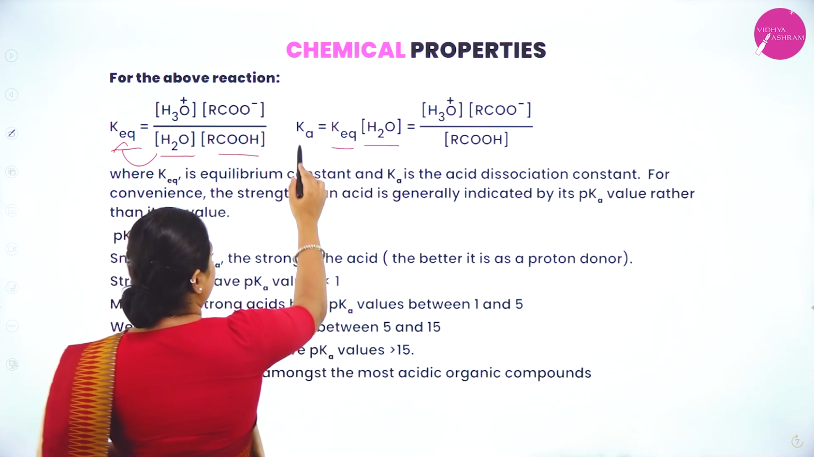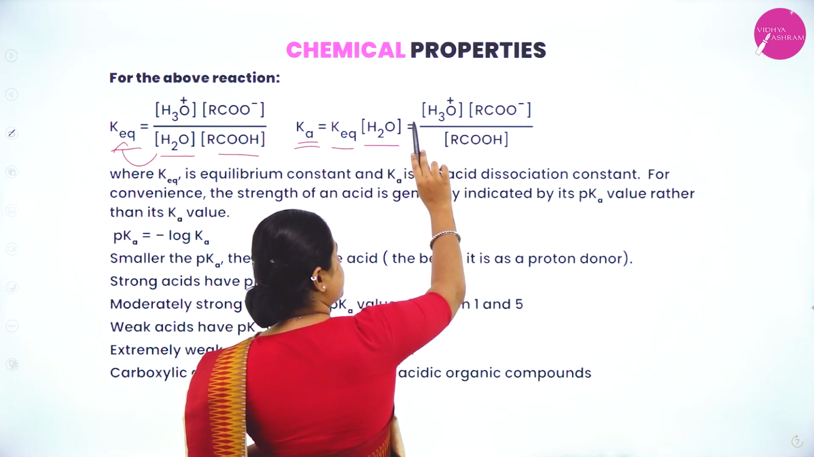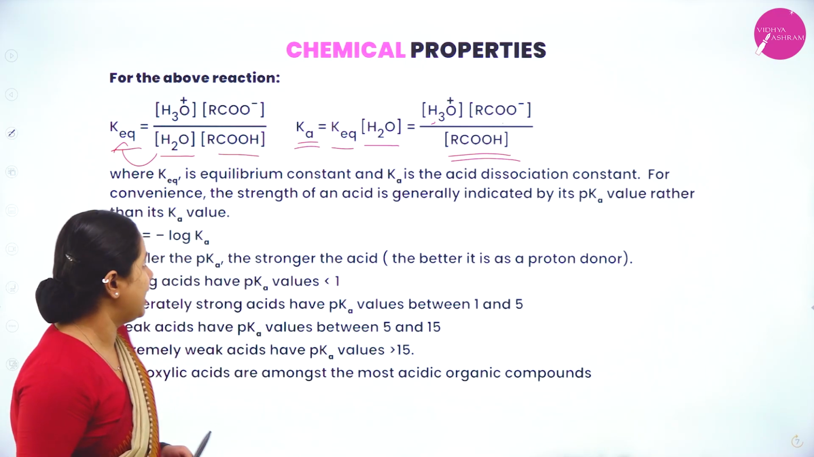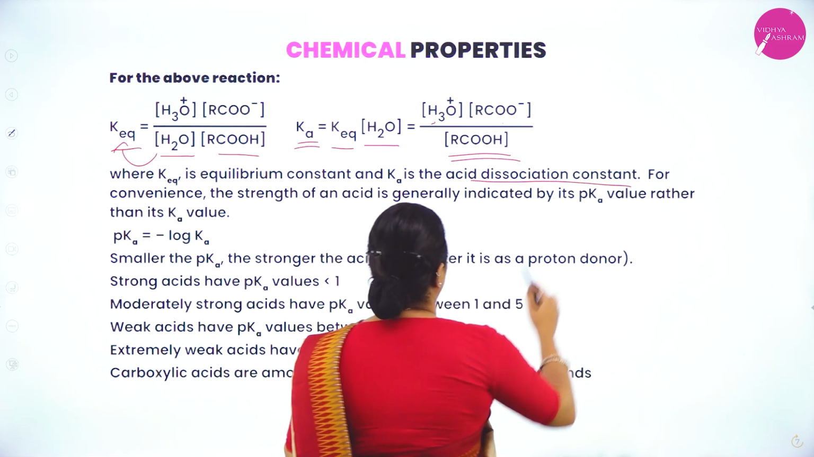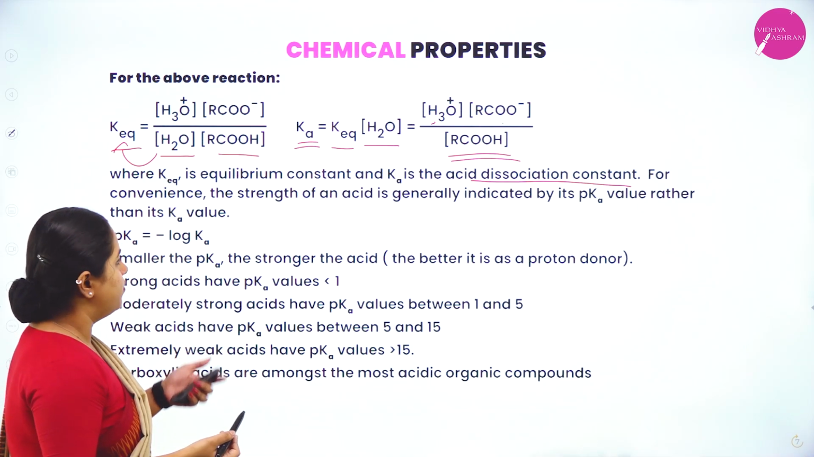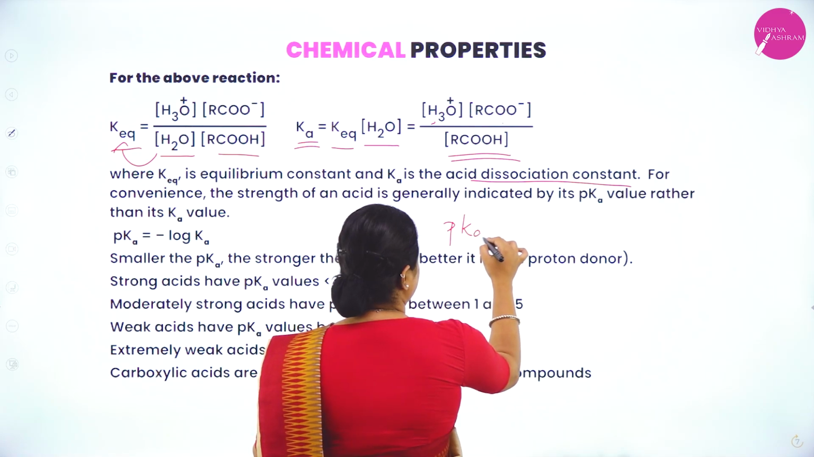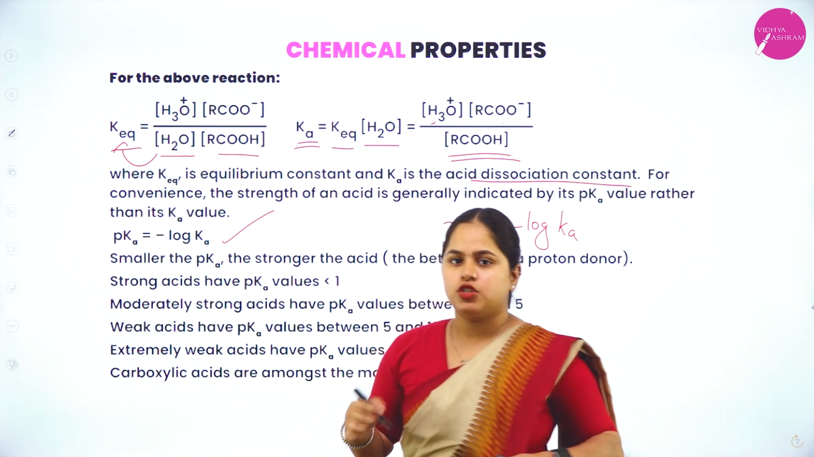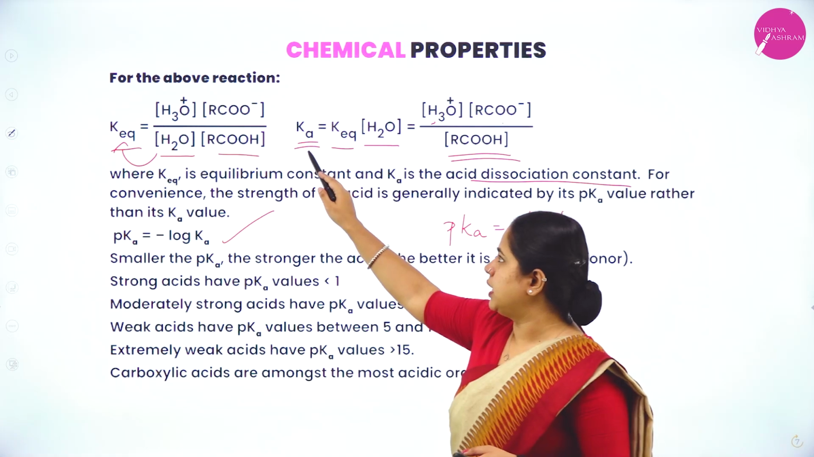That is the equilibrium constant of the acid, Ka, which is equal to the product of the molar concentrations of hydronium ion and carboxylate ion divided by the molar concentration of the carboxylic acid. Here K equilibrium is the equilibrium constant and Ka is the acid dissociation constant. For convenience, the strength of an acid is generally indicated by its pKa value rather than its Ka value. So how are pKa and Ka related? pKa is equal to minus log of Ka. As you can see here, it is minus log of Ka. So from the equilibrium constant equation, we can calculate Ka.